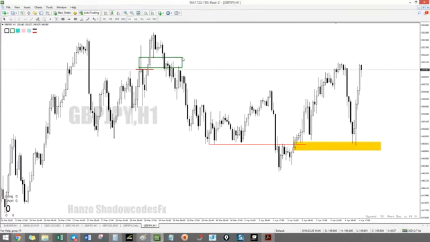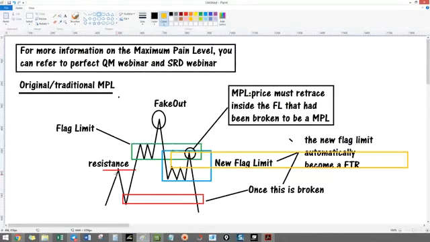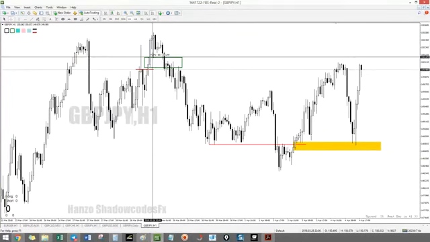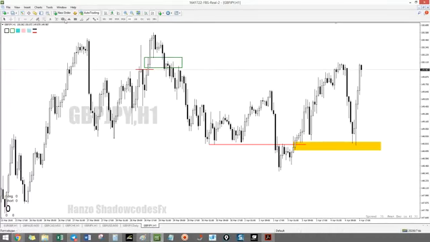Okay. So continue with the lesson. So this is the flat limit. Okay. The break of this resistance. Let's see. Break of resistance becomes flat limit. Okay. And then it fakes out above. Okay. It fakes out here, and then it retests. This is a good indication. When it retests back to this flat limit, this is a good indicator where this flat is quite important here.